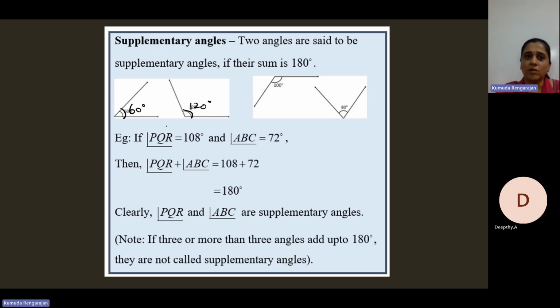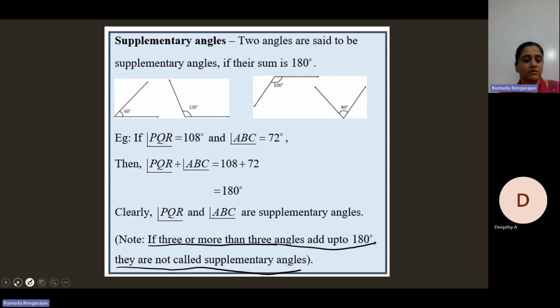So again, like complementary angles, supplementary angles are only about exactly two angles, not more than two angles. The sum of the two angles should be exactly 180 degrees. Then they are supplementary angles. 100 plus 80, 180. If three or more angles add up to 180 degrees, they are not called supplementary angles. All right?